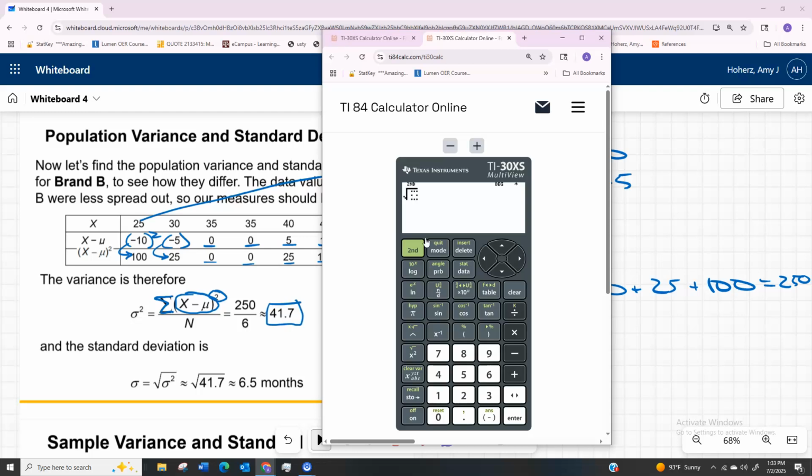And so second answer, oops, something didn't happen right. Let me try that again. Square root, and then of the answer, there we go, hit enter, and we get 6.45, so the 4 rounds up to 5 because the 5 is bigger, the 5 or bigger we round up. So don't leave it 6.4, round it up to 6.5.